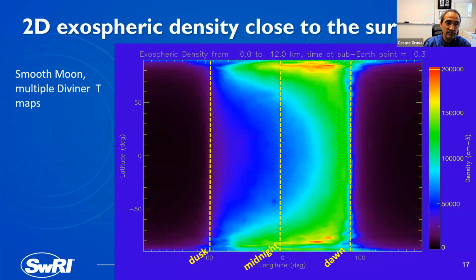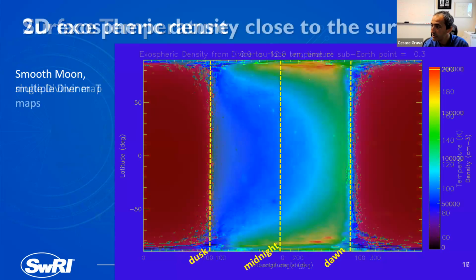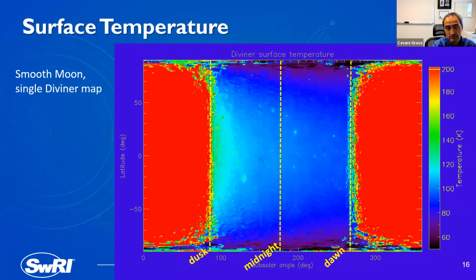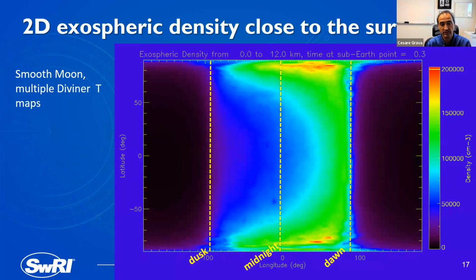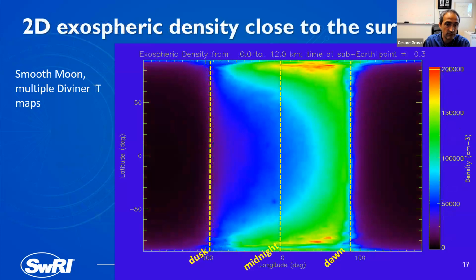Now I use multiple Diviner maps. This is just a snapshot, closest in time to the one I was showing before, and you see pretty much the same structure as here. The only difference is that this is a snapshot of a map at this particular time. And again, this is the temperature for that particular lunar phase.